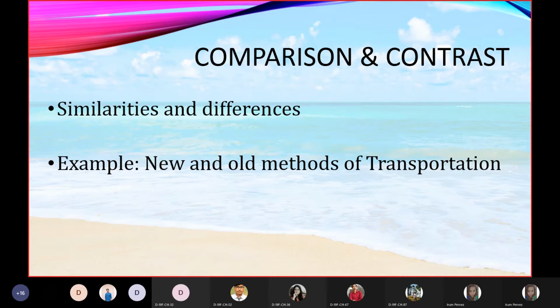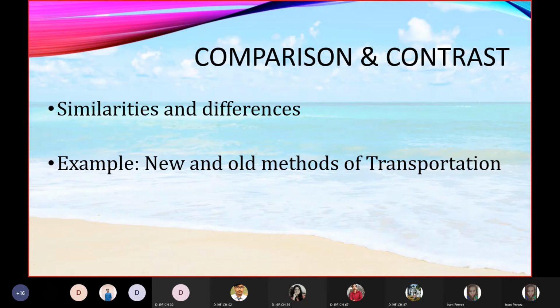So we have, for example, new and old methods of transportation. In new and old methods of transportation, we would be finding similarities and differences, and we would be explaining the term transportation in terms of similarities and differences. For example, if in your research writing you are comparing and contrasting the uses of face wash in comparison to soap, definitely you would be writing it in comparison and contrast form.